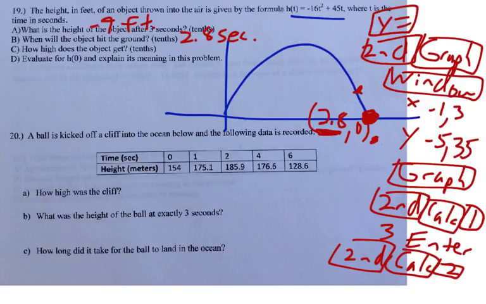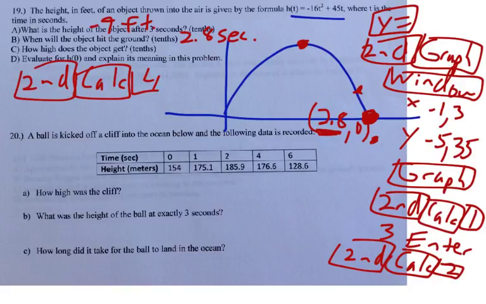All right, question C, how high does it get? That's going to be our maximum, which is right here. So on that one, I'm going to press second calc 4 for max. And second calc 4, it says left bound, so that's going to be left bound, right bound, and then I'm going to guess right where it would be. And I got 1.4 and 31.6.